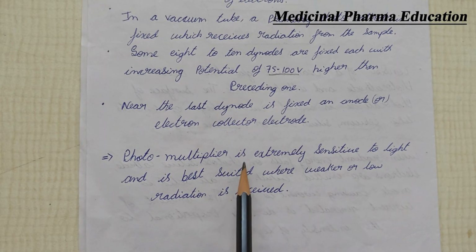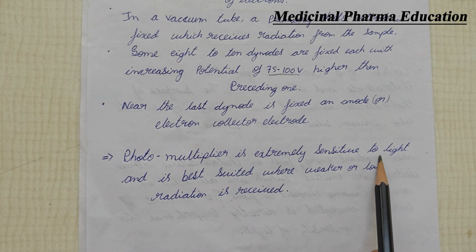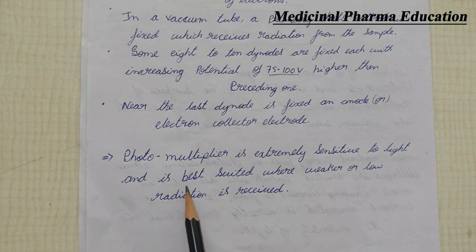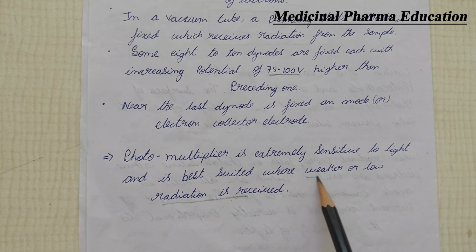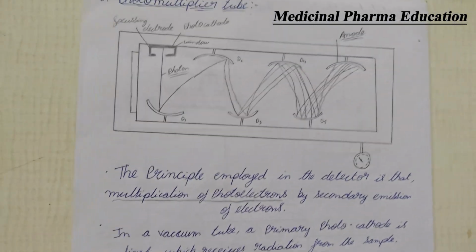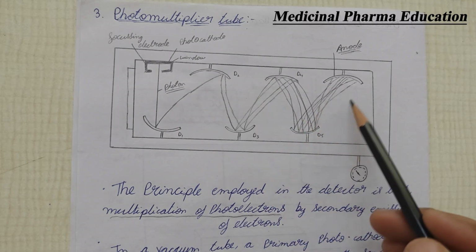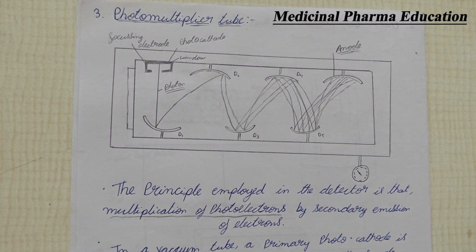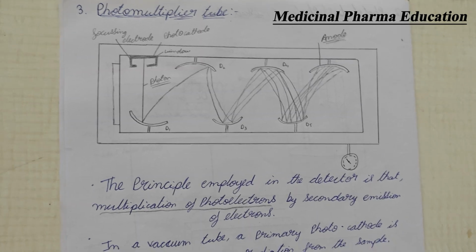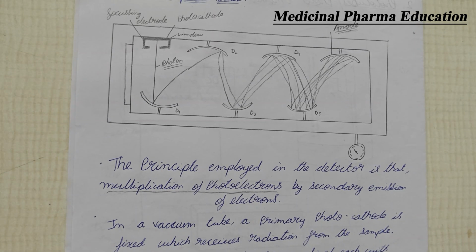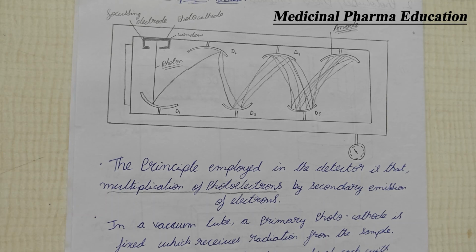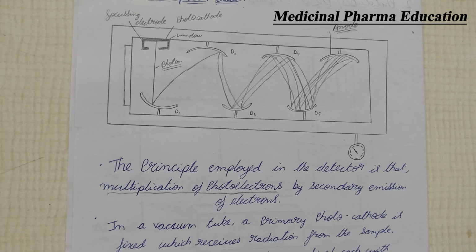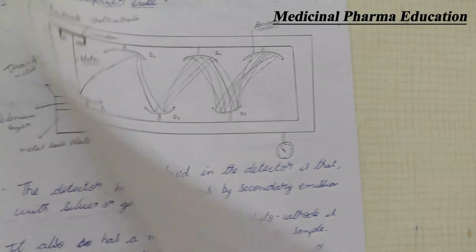The photomultiplier is extremely sensitive to light, and is best suitable where weaker or lower radiation is received. Because the light received at the start is multiplied many times, it increases the sensitivity of the instrument, so weak or low radiation can also be analyzed by the photomultiplier. This is very important, and it has great advantages because it can detect very weak light. That's the basic principle of the detectors.